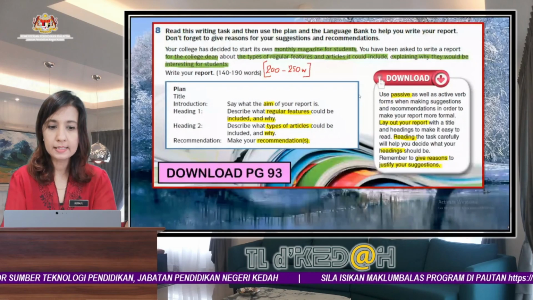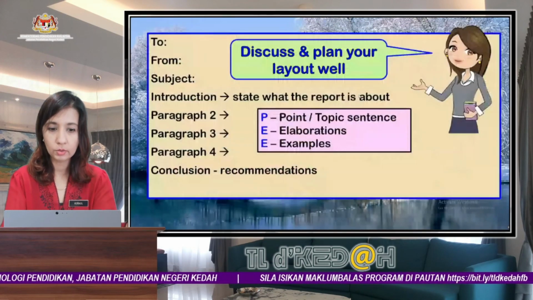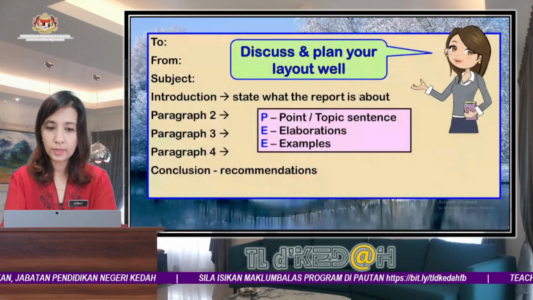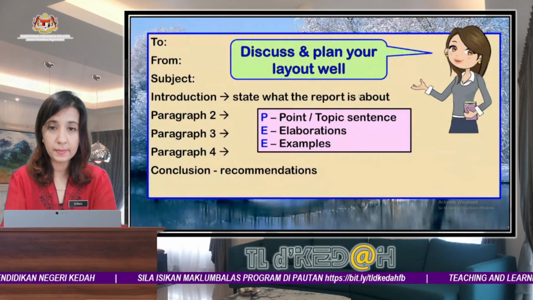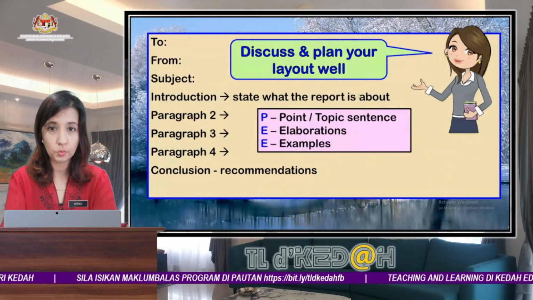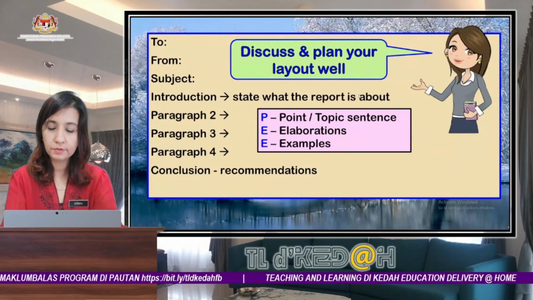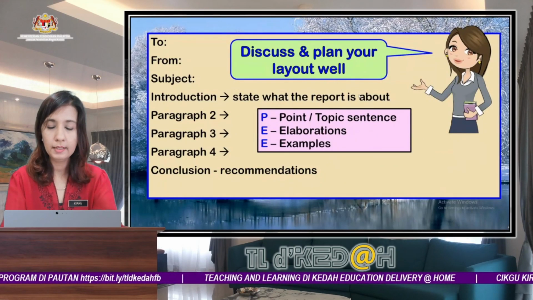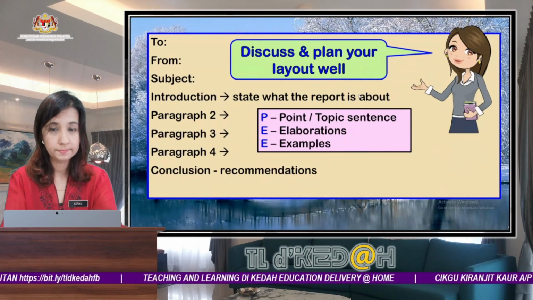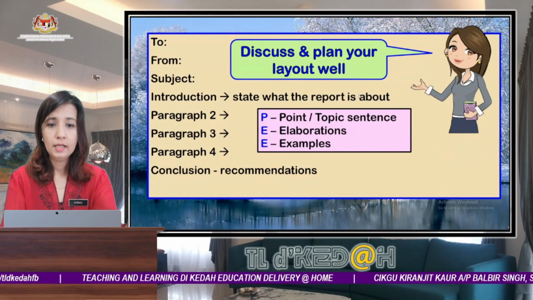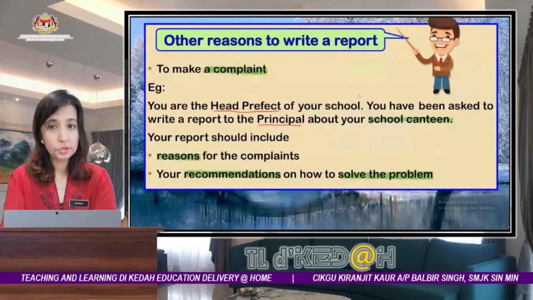So you must discuss and plan your layout. What you write in the paragraph: in the first paragraph, introduction, you have to write what you want to write about, the aim. Then paragraph 2, paragraph 3, paragraph 4, and finally the conclusion. Now, there are also other reasons to write a report.